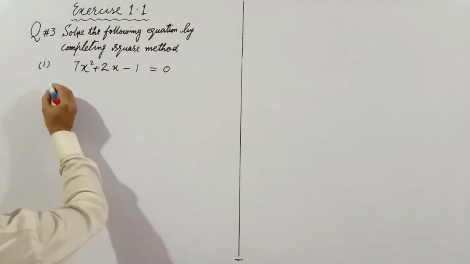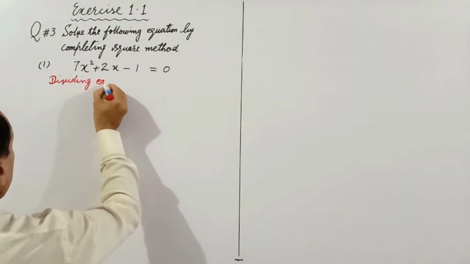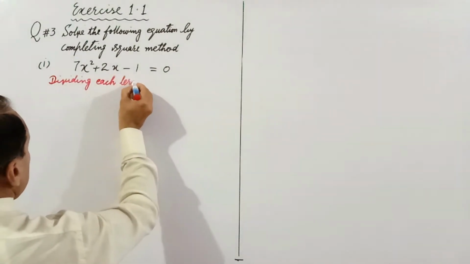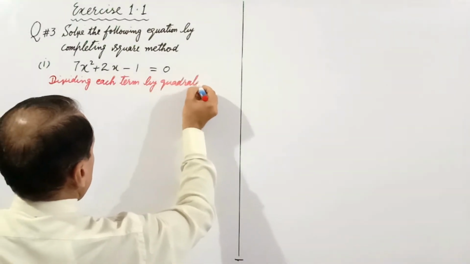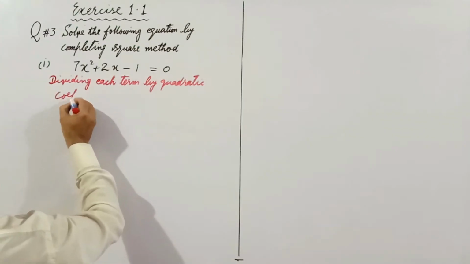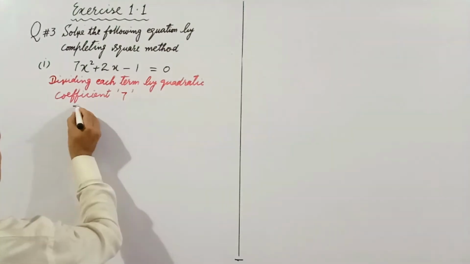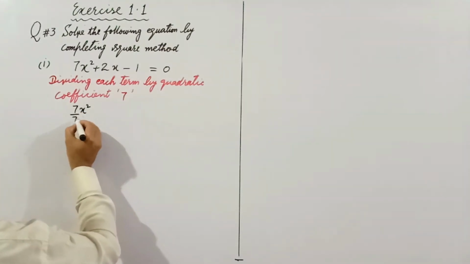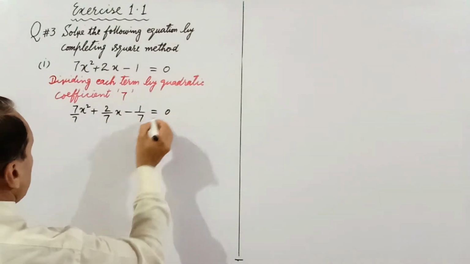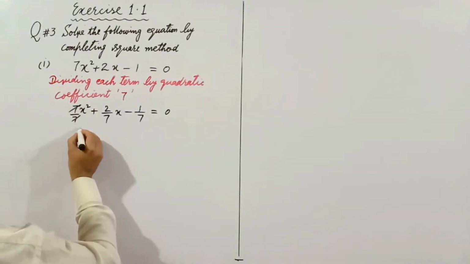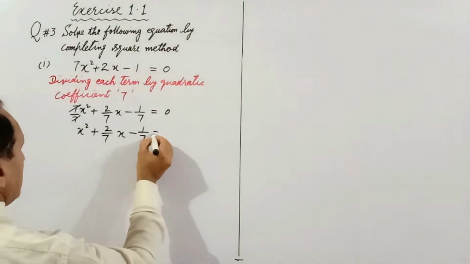In the first step, we divide each term by the quadratic coefficient 7. 7x square divided by 7 plus 2 over 7 x minus 1 over 7 is equal to 0. 7 is cancelled by 7. We have x square plus 2 over 7x minus 1 over 7 in that step.